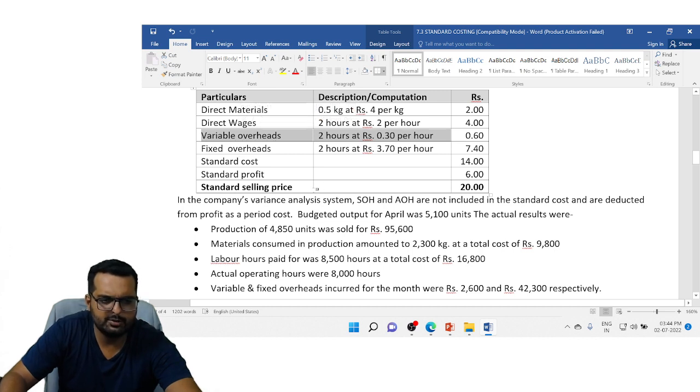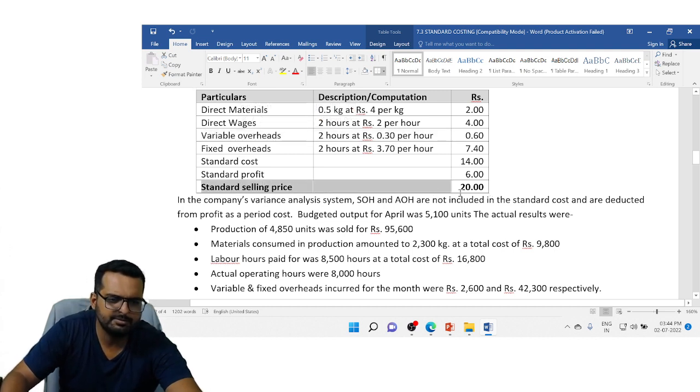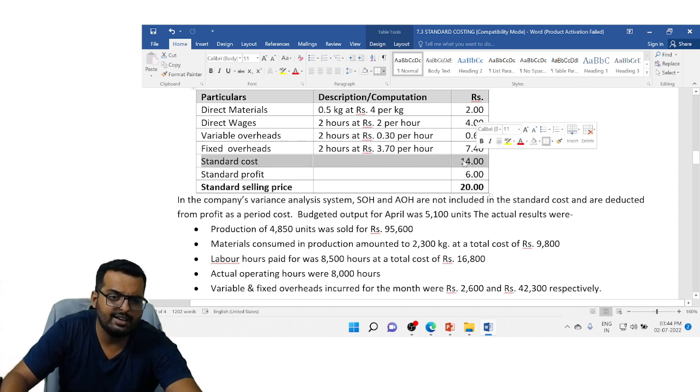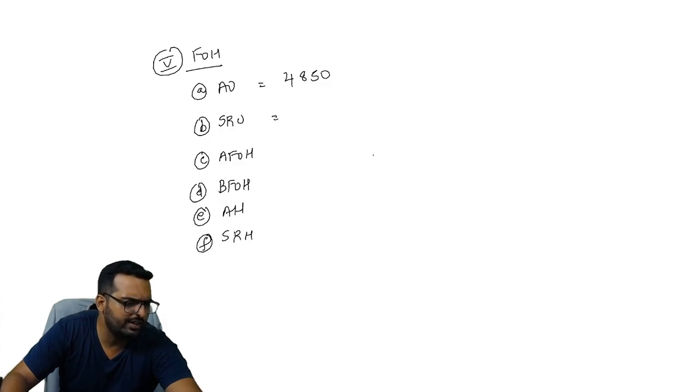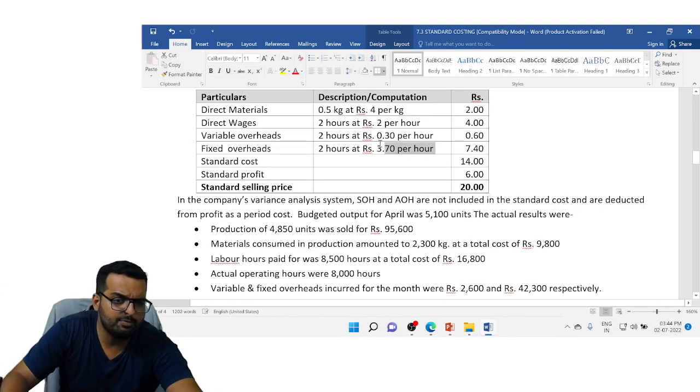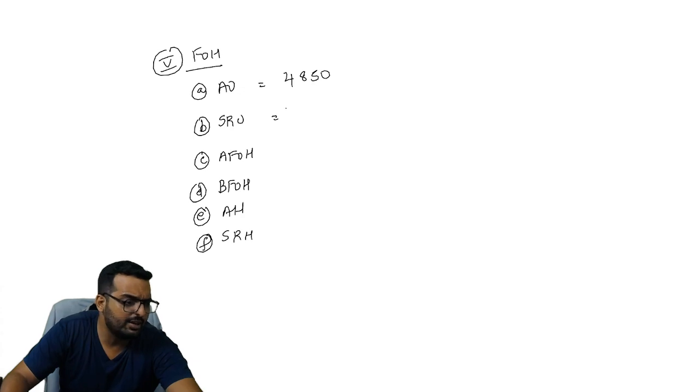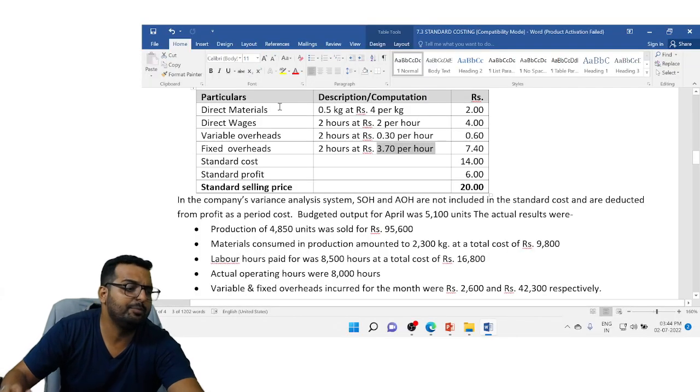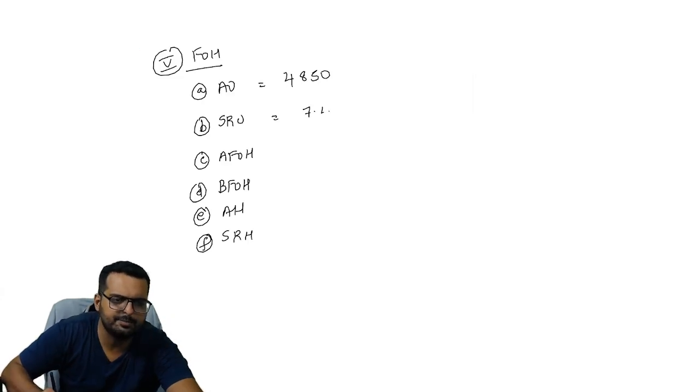20, from where did you get 20? 20 is the selling price, Tamit. 14, how did you get 14? That is the total standard cost. We are talking only about fixed overhead variance. 3.7 is per hour. We are using SRU. SRU is standard rate per unit. 7.4 is the right answer.